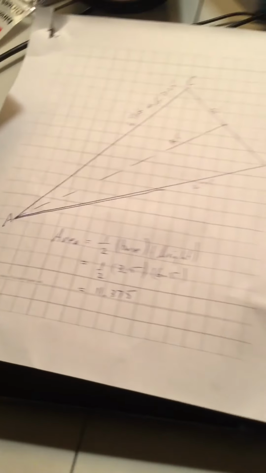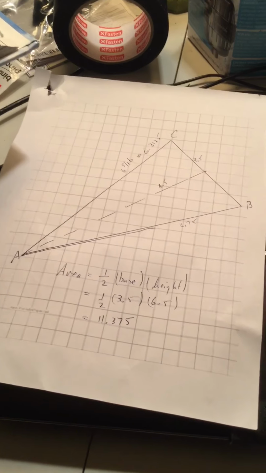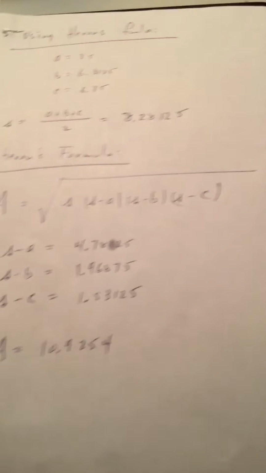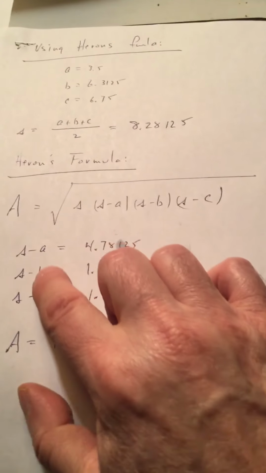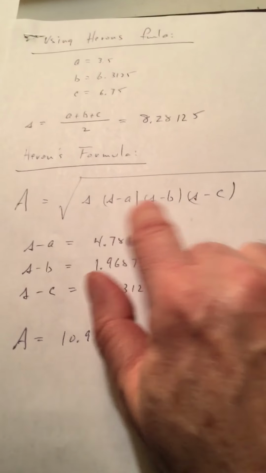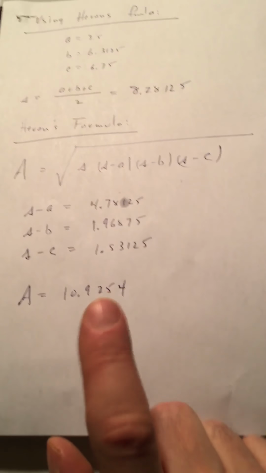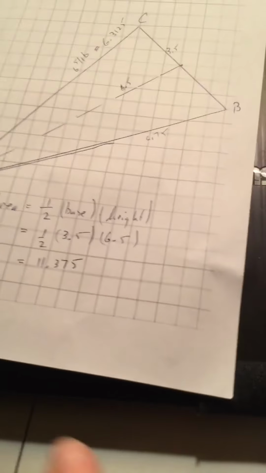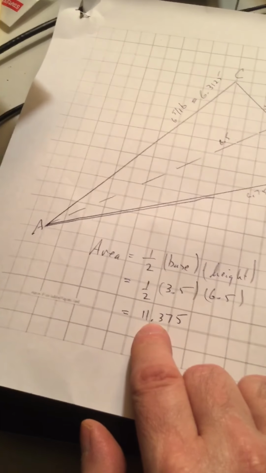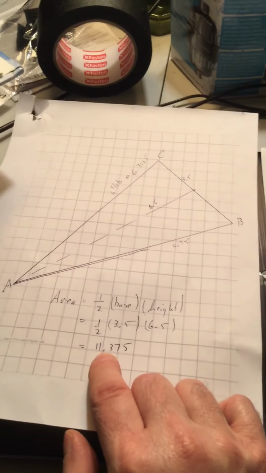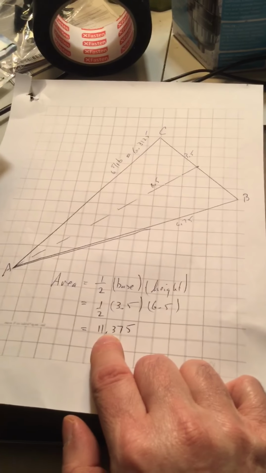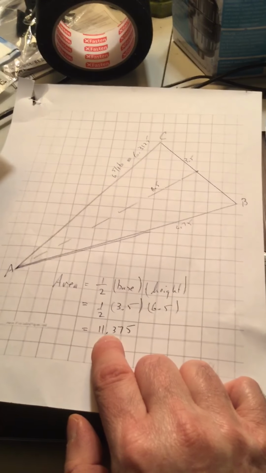Then I would like you to take your chosen triangle, go to Heron's formula, calculate S minus A, S minus B, S minus C, put them under the radical sign, take the radical, see what kind of number you get. Compare that number, in my case, 10.9254, to your 1/2 base times height area formula, and see how close you get. You can do it several times if you want.